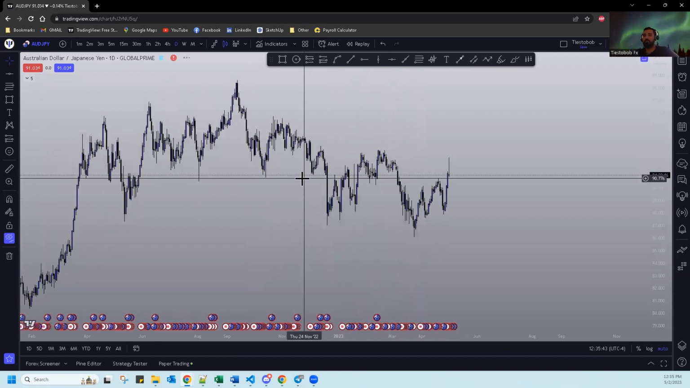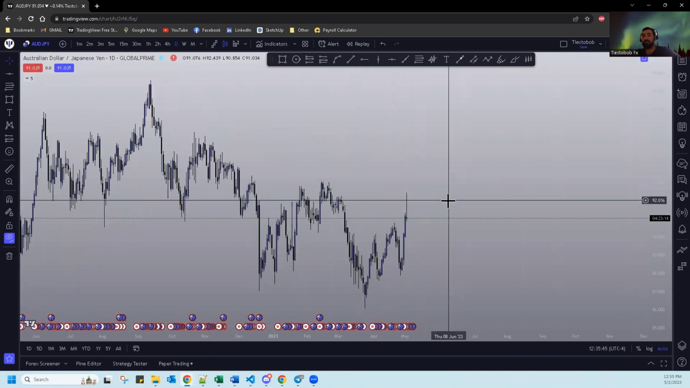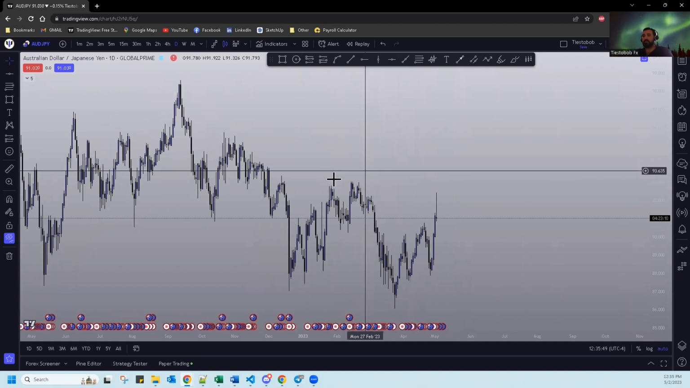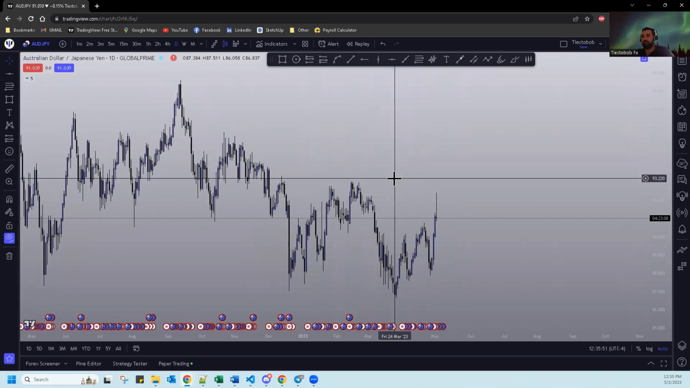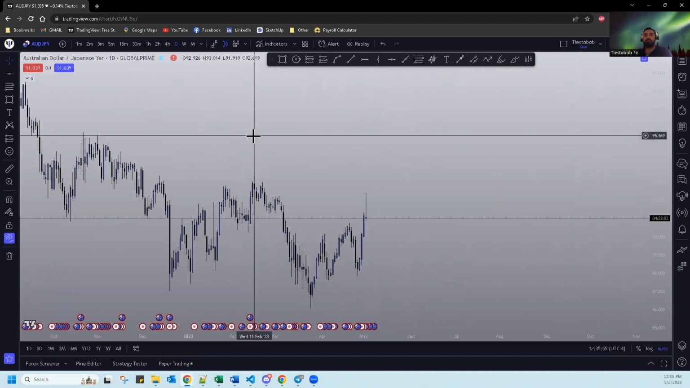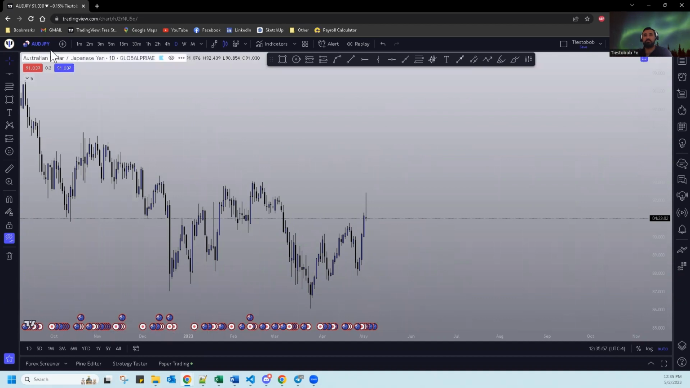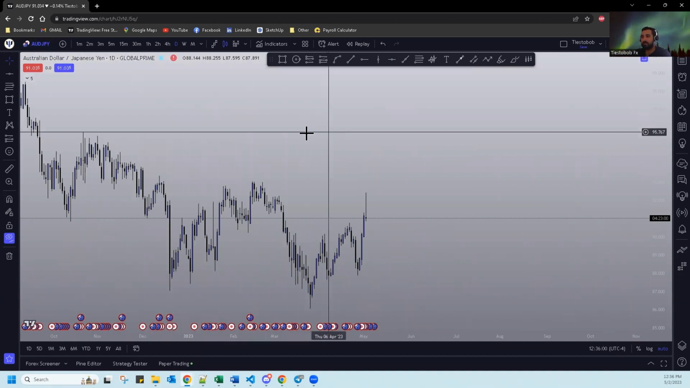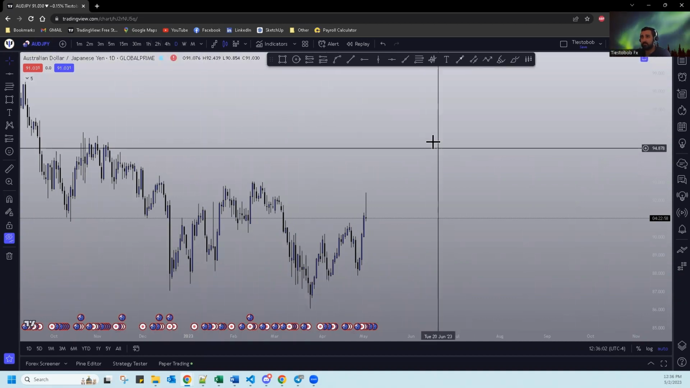I'll probably be doing more of these just because a picture is worth 1,000 words. It's hard to explain some things in writing, so might as well show it, right? So the pair we're going to look at today is the AUDJPY, Australian dollar, Japanese yen. We're on the daily chart.